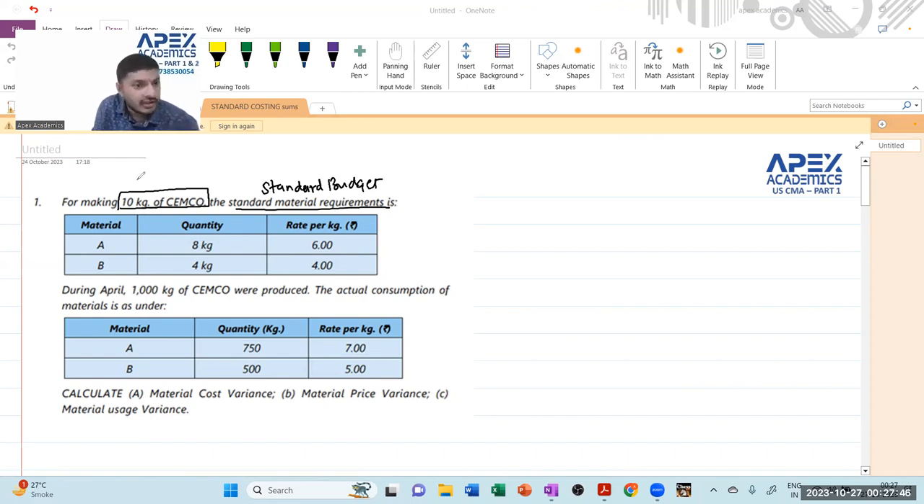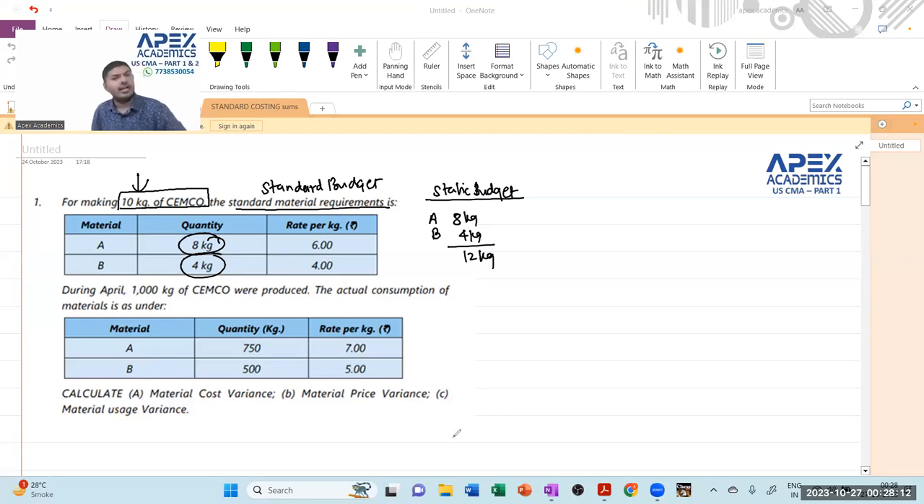So Chemco for 10 kilograms requires 8 kg of A and 4 kg of B. Suddenly, I have acidity. Why do I have acidity? Please pay attention. My static budget states that my inputs are A and B, 8 kg and 4 kg. So my total inputs are 12 kg. Do you agree or do you disagree? Agree. But out of this, my standard output, I beg your pardon, is only 10 kgs. So what about this 2 kg? This is a waste.